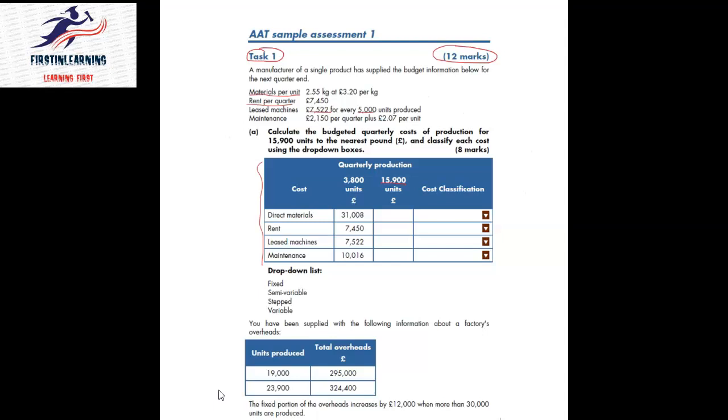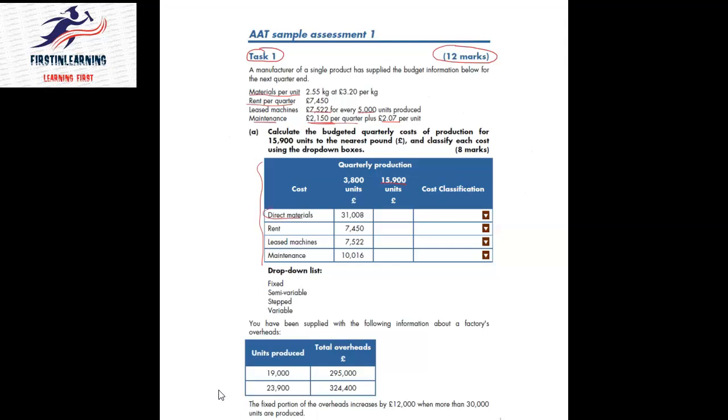The next cost we have is maintenance, and we can see here it is saying 2,150 per quarter plus £2.07 per unit. So up to a certain level it is fixed, and after that it is variable per unit. So we can say that is a semi-variable cost. Semi-variable cost is the cost where some portion of the costs are fixed and some portion of the costs are variable. So we can understand up to 2,150 that is fixed, and after that that is variable per unit. So you understand that's a semi-variable cost. So let's start with the calculation now.